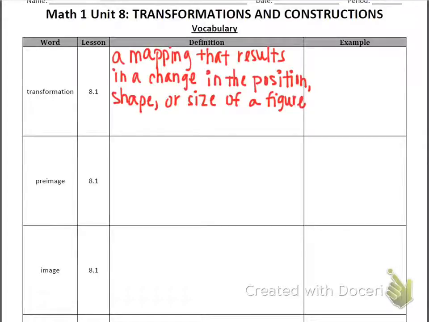Okay, and our example, let's do a triangle. So let's say here's my triangle. And let's say I flip it upside down. So if I flipped it upside down, it would look like this. Okay, so that's a transformation. I took the same shape and I changed the orientation, the size, or the position of it. So it's kind of the blanket term, and then we're going to be learning about different kinds of transformations.